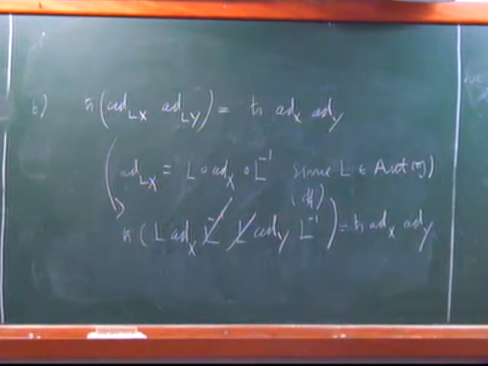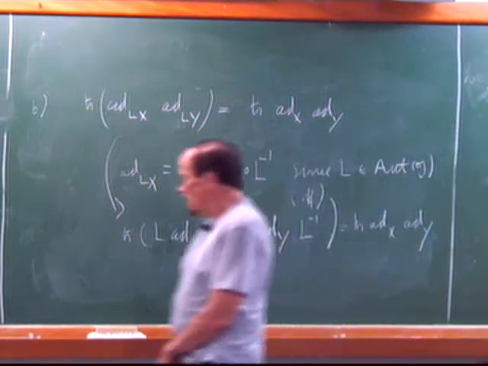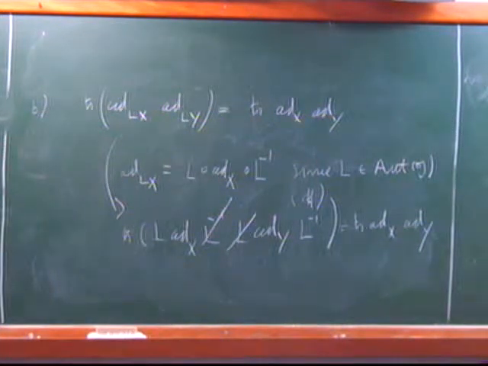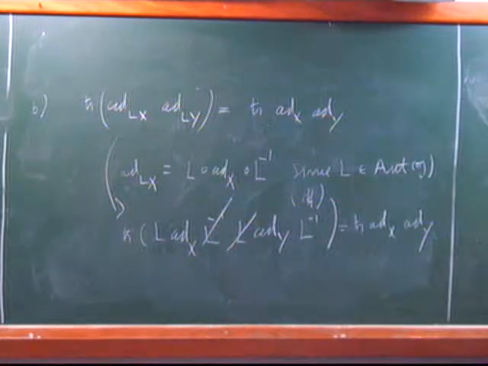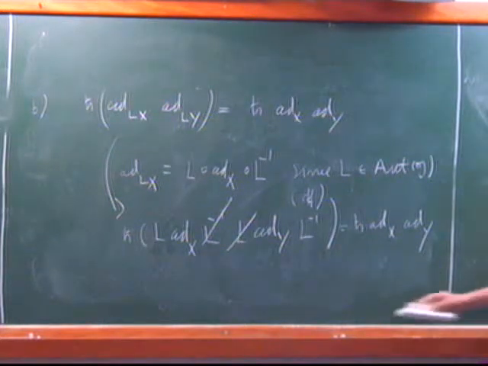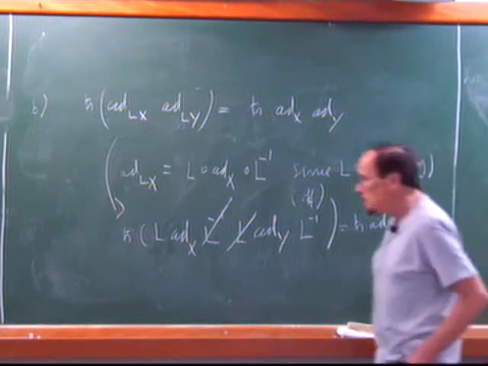Okay. Differentiating, I get this property for derivations. And the last one is also easy if I write it down. It's supposed to be an ideal. Sorry, it's supposed to be, kernel is supposed to be an ideal.